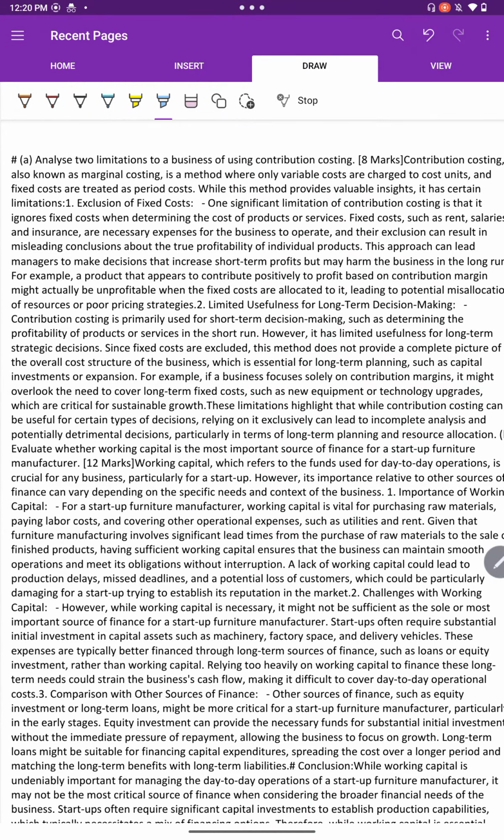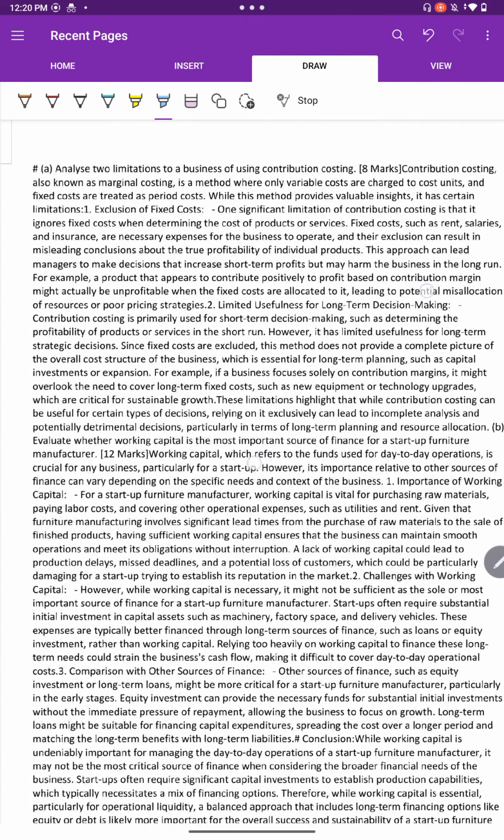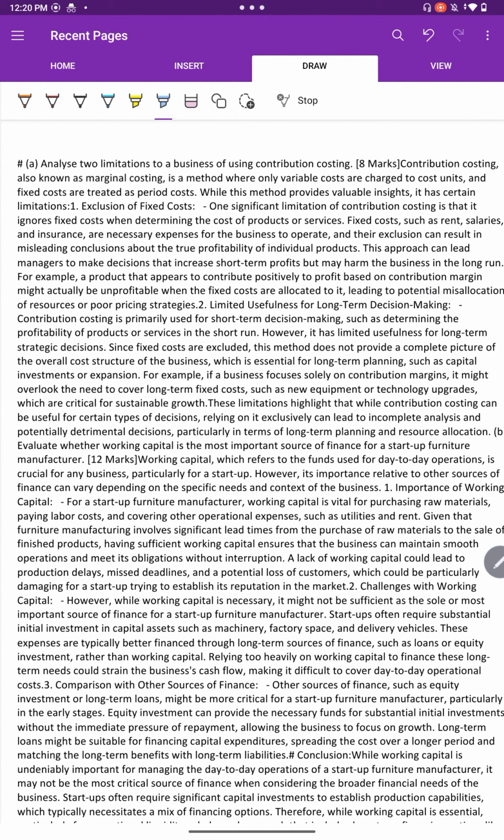Okay. So the first limitation would be... Contribution costing, also known as marginal costing, is a method where only variable costs are charged to the cost unit and fixed costs are treated as a period cost. While this method provides valuable insights, it has certain limitations.